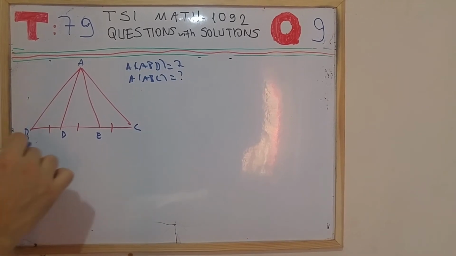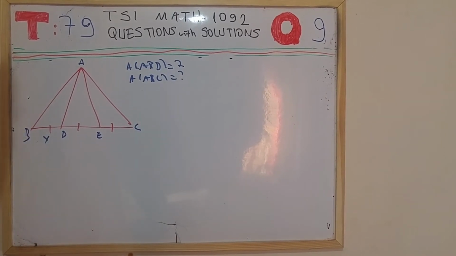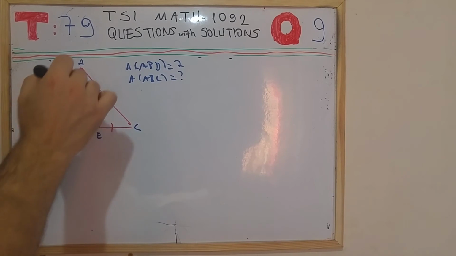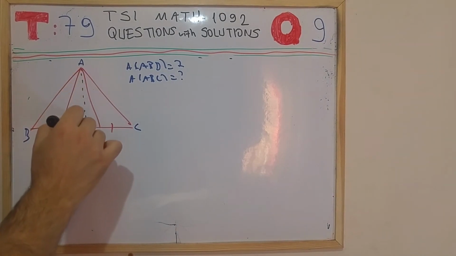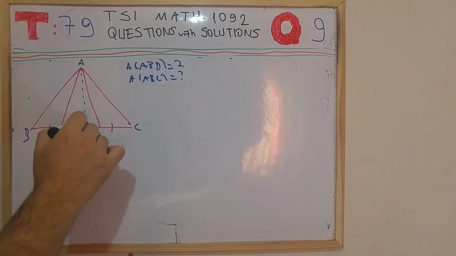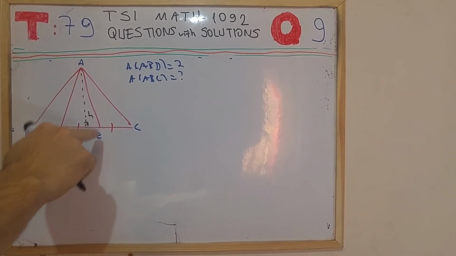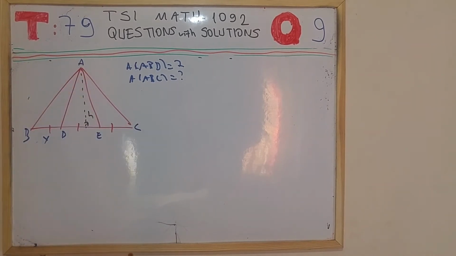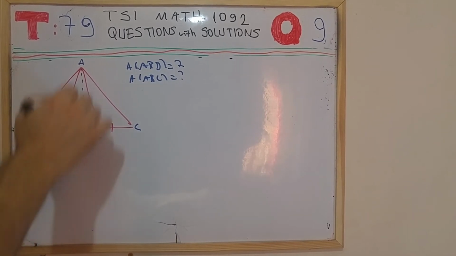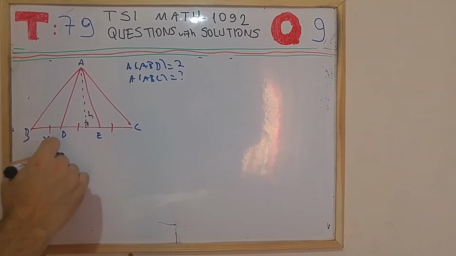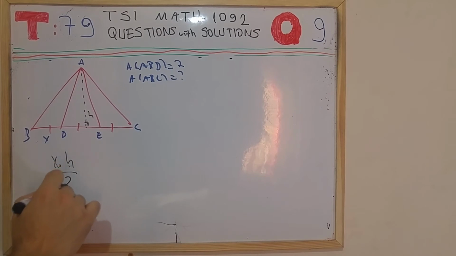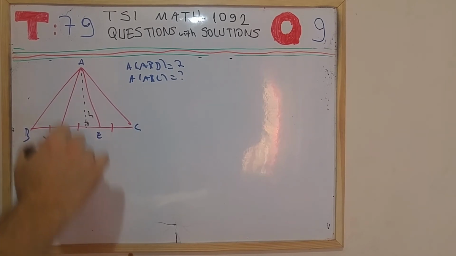Let's call BD as X here and draw an imaginary height. So this height is the height for ABD and ADE and AEC and also ABC triangles. So the area of ABD is actually equal to X times H that we have now over 2. It must be equal to 7.